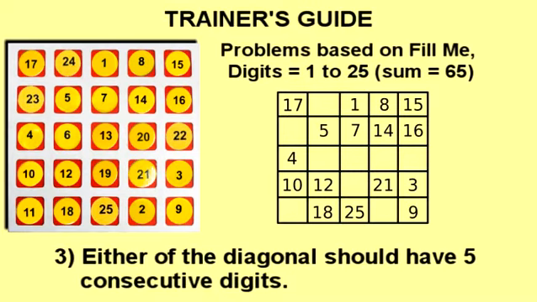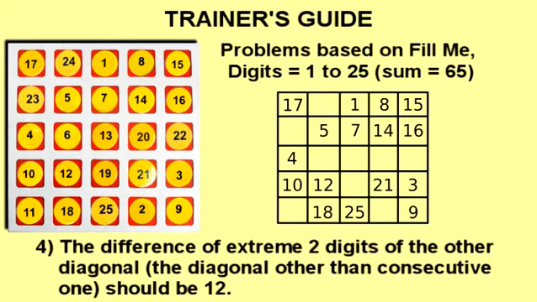Now we have to move to our fourth and the last condition. The fourth condition says the difference of extreme 2 digits of the other diagonal, that is the diagonal other than consecutive one, should always be 12. As you can see here, the difference between 17 and 5 is 12 and 21 and 9 is also 12. Hence our fourth and the last condition is also satisfied.